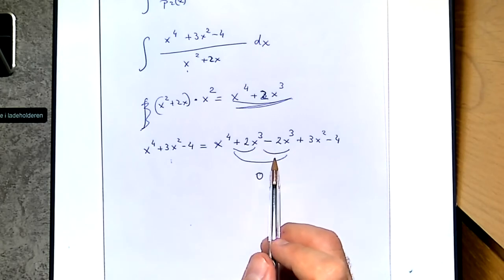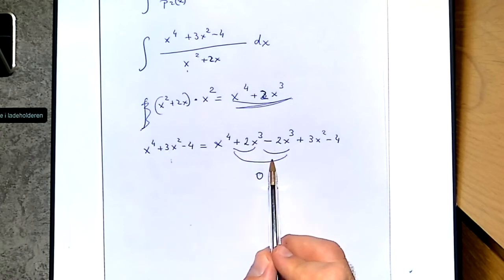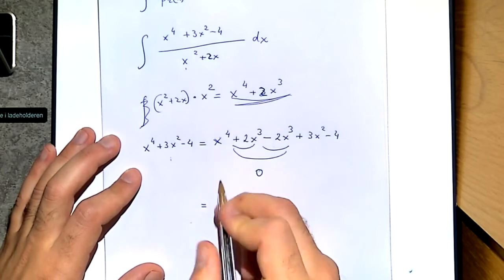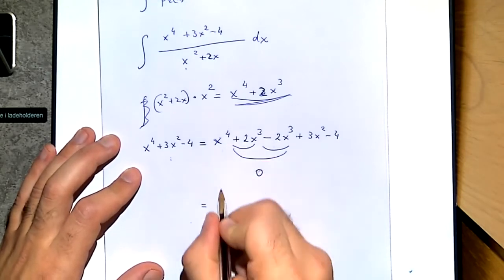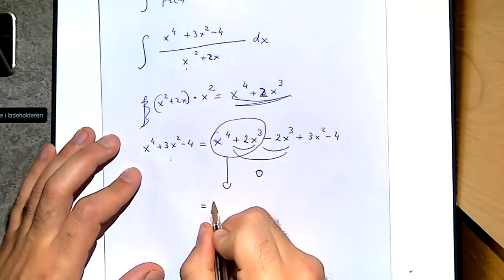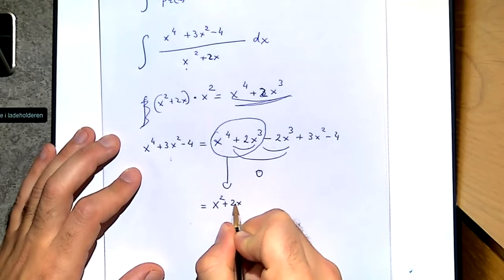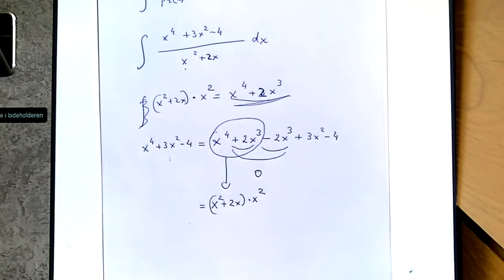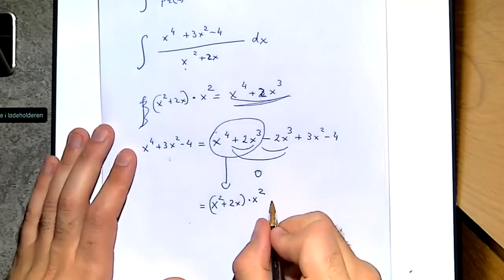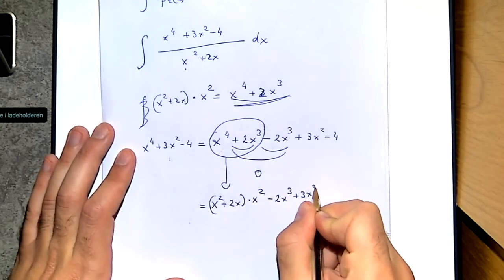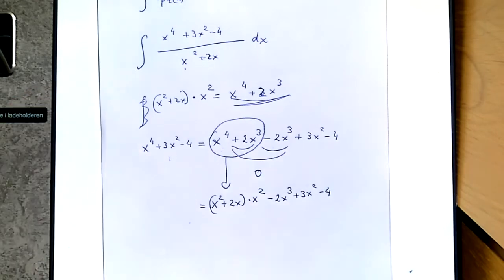Okay? This together gives me 0. I add them and I subtract them because if I do this, I can write, instead of this thing, x squared plus 2x multiplied by x squared. That is the only reason I did what I just did. Okay? And it's minus 2x to the third plus 3x squared minus 4. The rest I just copy.